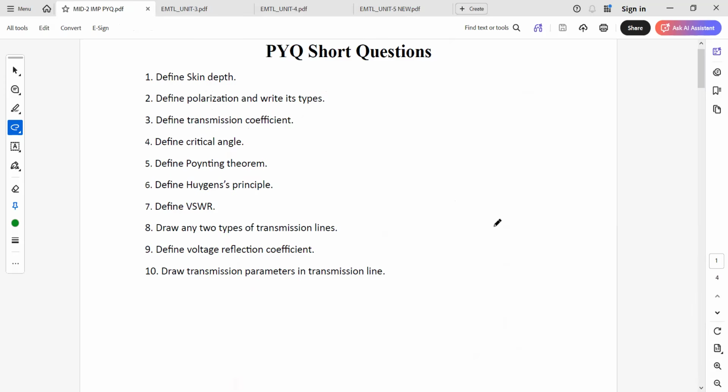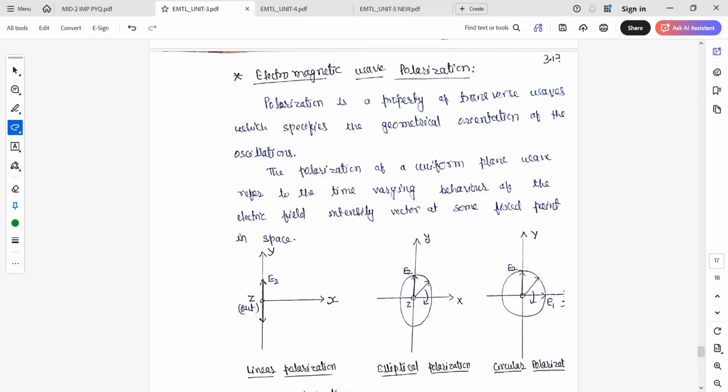Next question is about define polarization and write its types. So we have to define polarization and its various types, and you can draw the diagram also if time is there. Polarization is a property of transverse waves which specifies the geometric orientation of the oscillations when the wave propagates, in which directions the oscillations take place, and how that orientation is going to be.